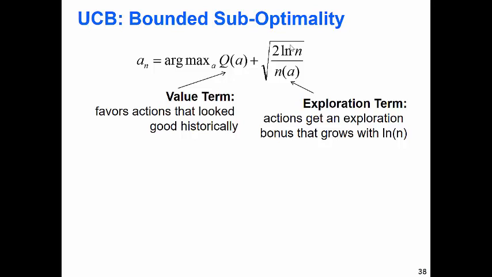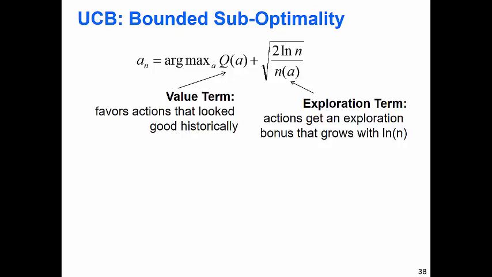Right. So eventually this log n term will get arbitrarily large, right? And so you'll have to pull arm A, right? So if you don't pull arm A, this is a constant. Eventually log n will get so large that this will be the max, regardless of what QA is. So you're always going to pull every arm infinitely often.